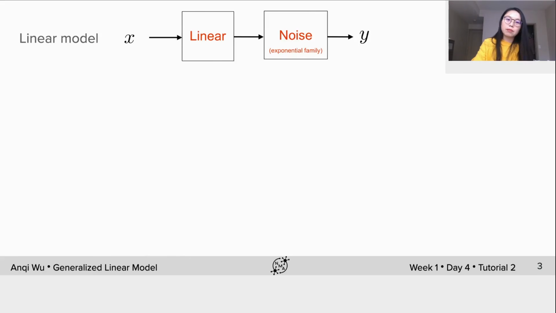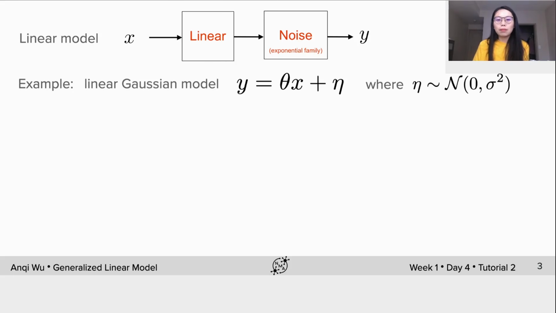A typical diagram for a linear model is of this form. X is the input, pass it through a linear function, and input to a noise distribution function to generate y. The noise distribution here is usually considered to be distributions from the exponential family, which I'm not going to expand on too much here. An example would be the linear Gaussian model. Y is equal to theta multiplying x plus eta, which we've already mentioned many times.